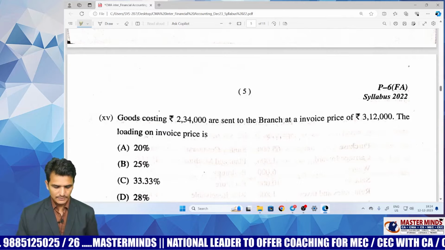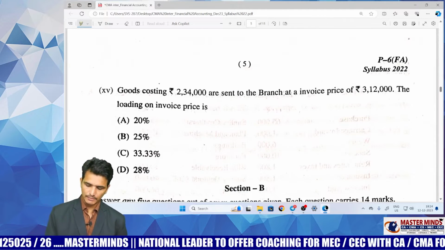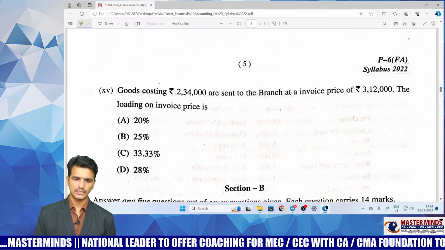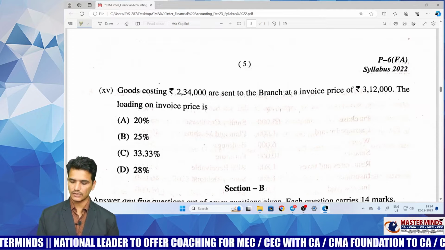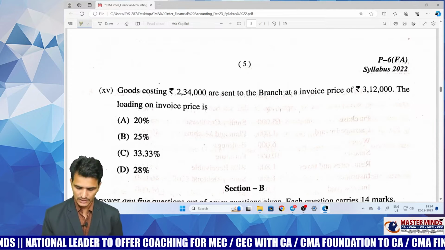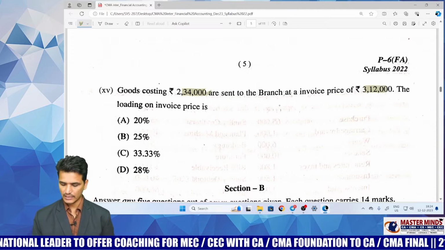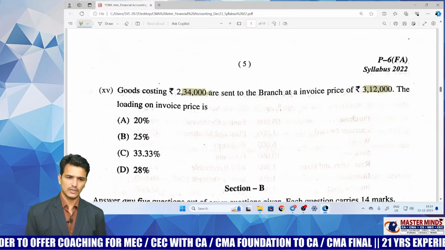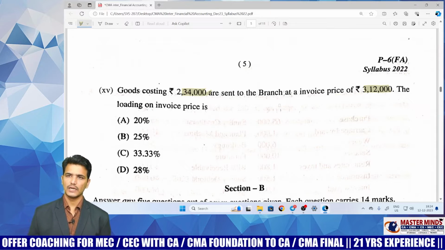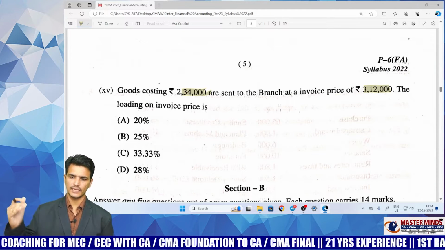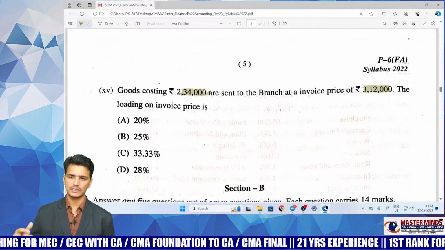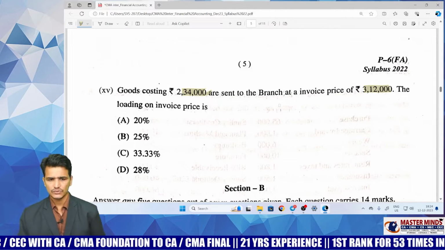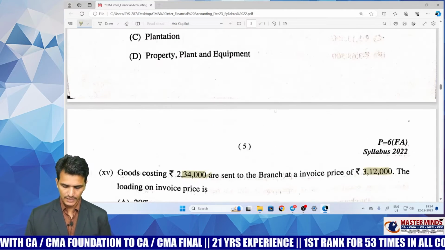And next, MCQ number 15 is based on branch accounts. Here they are not asking you for any accounting adjustment, just the loading percentage included in the invoice price. They have given the cost price and the invoice price, and the difference between invoice price and cost price is called loading. You have to express that loading over the invoice price and calculate the percentage of loading included in the invoice price. This is also a basic question, so you can simply answer it.